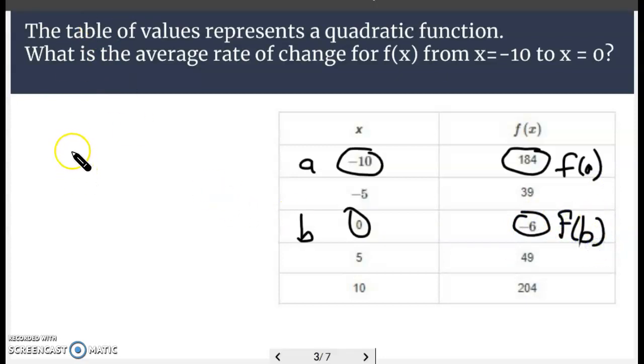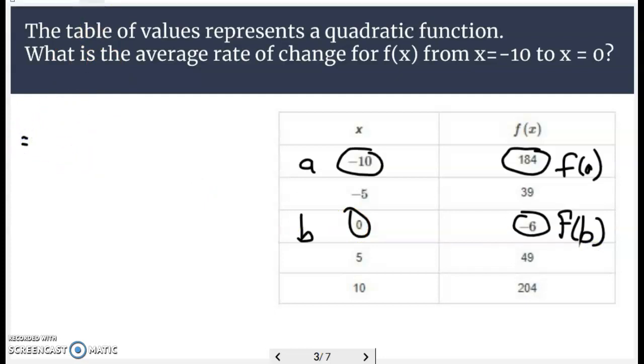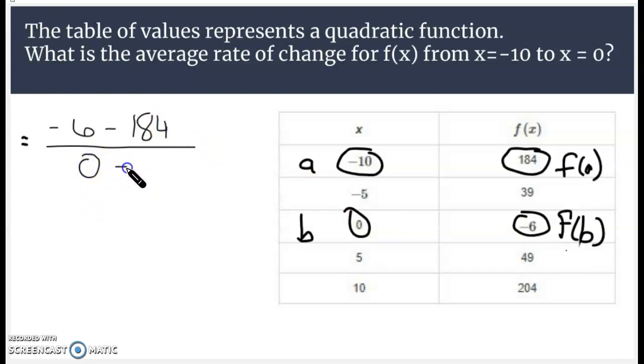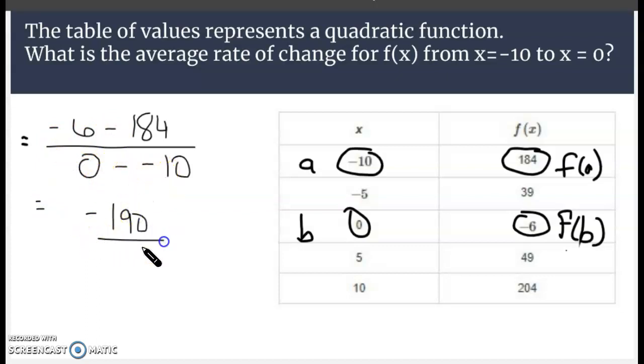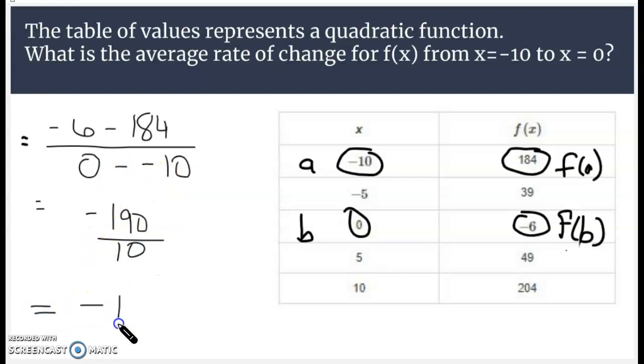Alright, and then we will figure this out. F of b is negative 6. F of a is 184. B is 0, and a is negative 10. So really what we're doing here, negative 6 minus 184, negative 190. And 0 minus negative 10 is really a positive 10, and this equals negative 19. The average rate of change, how fast the y values are changing from negative 10 to 0, it's going from 184 to negative 6. So every unit of x is changing by a rate of negative 19.